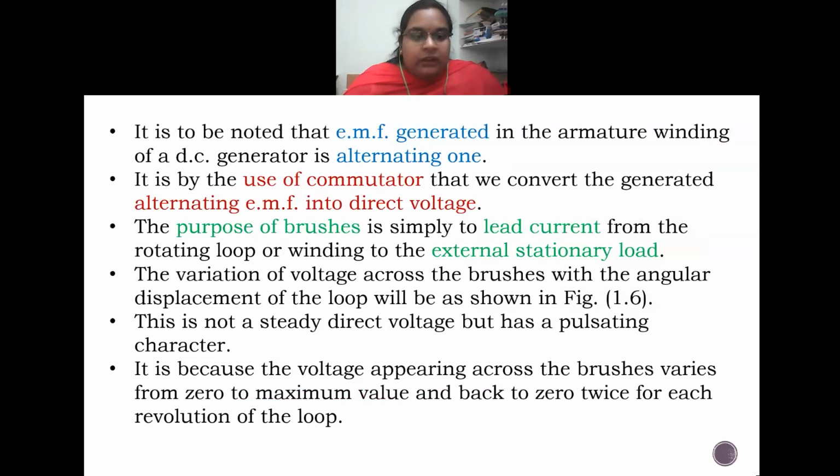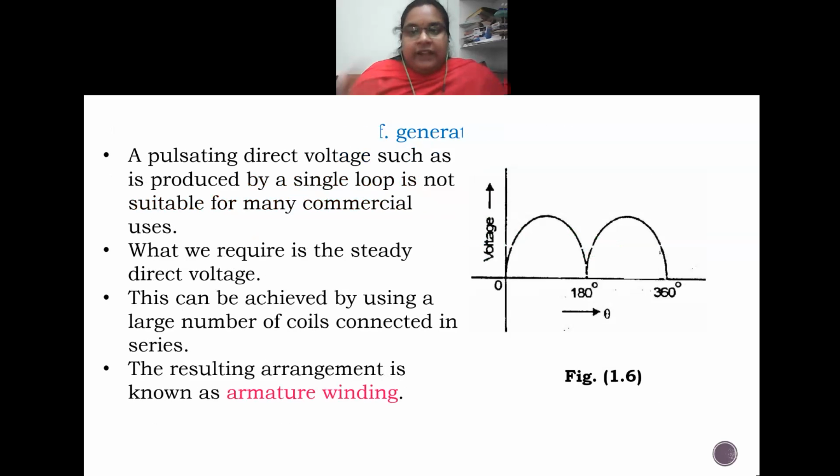It is because the voltage appearing across the brush varies from 0 to maximum value and back to 0 twice for each revolution of the loop. So twice the value of the current goes from 0 to maximum and back to 0. Because of this nature, the direct current we get in this way is a pulsating one. A pulsating direct voltage such as is produced by a single loop is not suitable for many commercial uses.